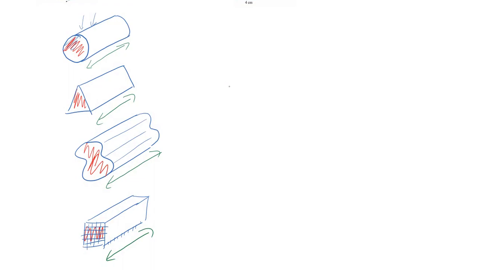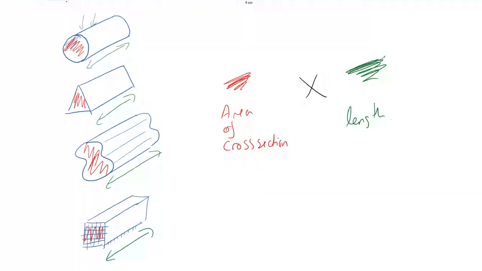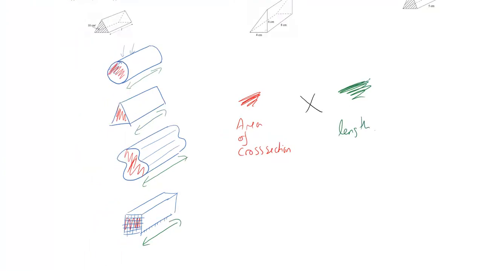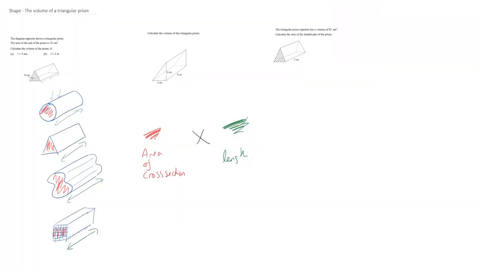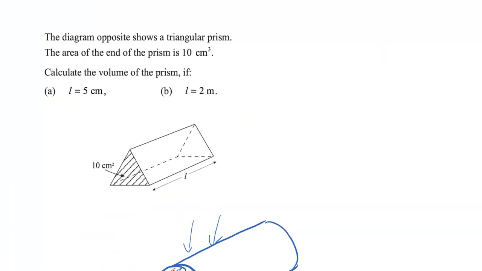So we do area of the cross-section, and we're going to multiply that by the length of the shape. And I mean by how far back it goes. That's going to be our general idea. Okay, so now let's apply this to our triangular prisms.